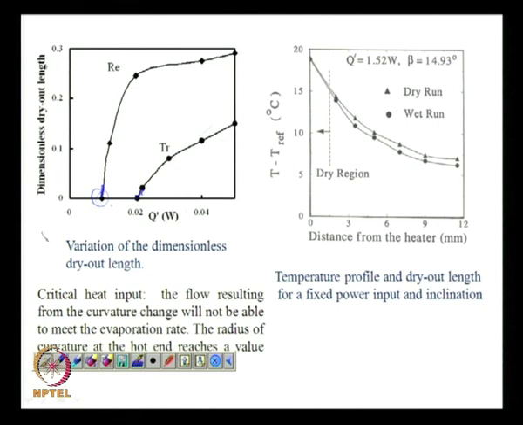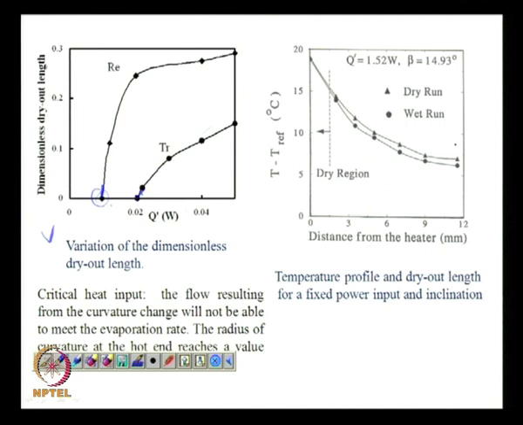So, this is from the theoretical study, and this is the definition of critical heat input, where the flow resulting from curvature change is unable to meet the evaporation rate at that value of heat flux. Here we see some experimental results where the temperature profile is used to predict the onset and the propagation of the dry out point, where the dry and wet temperature readings are touching each other. We assume that it has reached a point where there is no liquid to the left hand side of that region, and we call that the dry region.